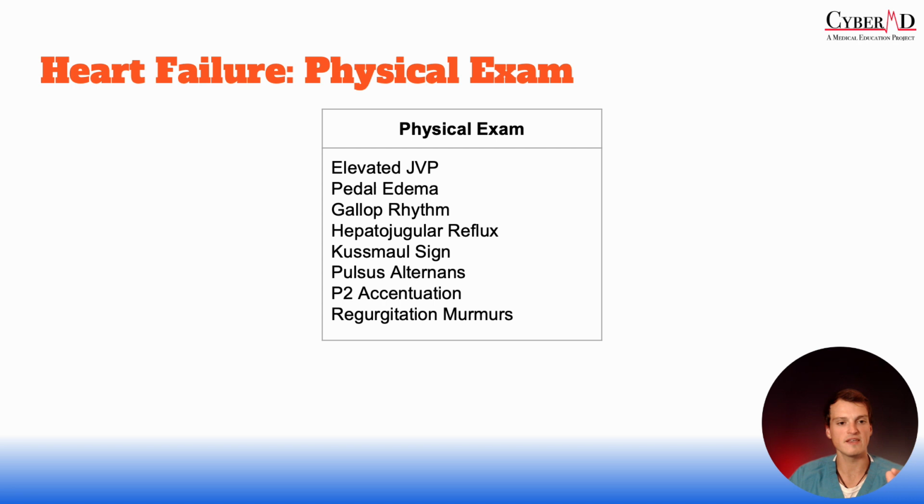Number four is hepatojugular reflex. So this is a pretty cool one if you can see it. Obviously, it's cool for you, not cool for your patient. But when you apply pressure over the liver, there's an increase in the JVP. And that's going to be pretty indicative of right heart failure and suggests that the right heart is unable to accommodate the increased venous return.